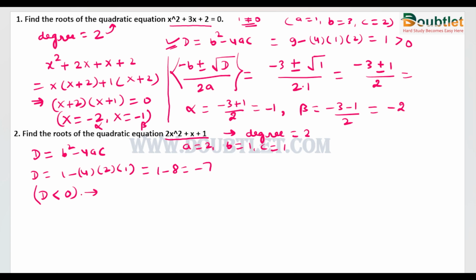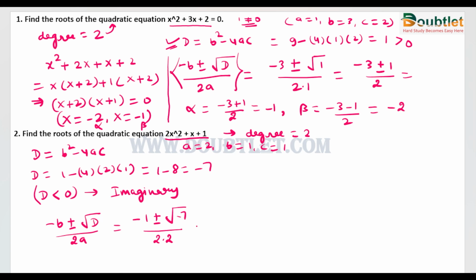So if d is less than 0, then the nature of roots will be imaginary. And for imaginary roots, we will use the Sridharacharya method again. So we will use this method, minus b plus minus under root of d divided by 2a. If we solve this, we will get minus 1 plus minus under root of minus 7 divided by 2 multiplied by 2.